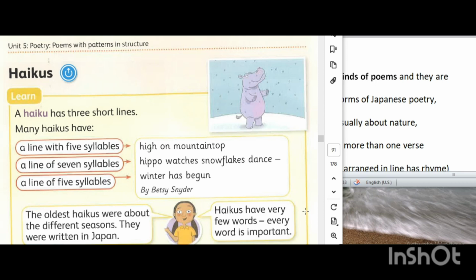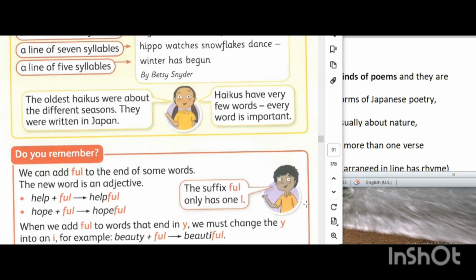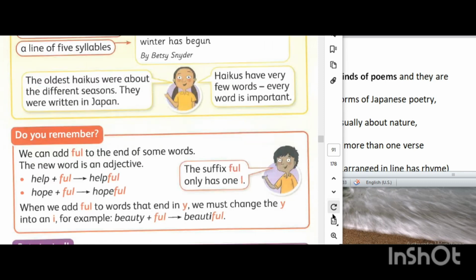Now I want to remind you about something we talked about before, that's the suffix -ful or full. What's the meaning of suffix? A suffix is a group of letters I put at the end of a word to change it, from noun to adjective, from verb to adverb. Now I add full at the end of the word to change it. Sometimes I change a verb into an adjective, and I change a noun into an adjective. Let's read together. We can add full to the end of some words. The new word is an adjective like this.